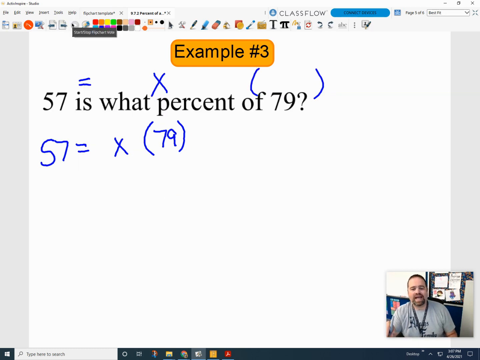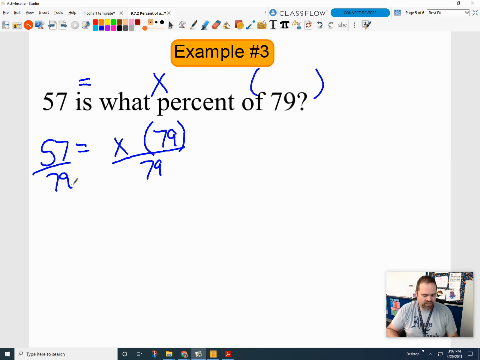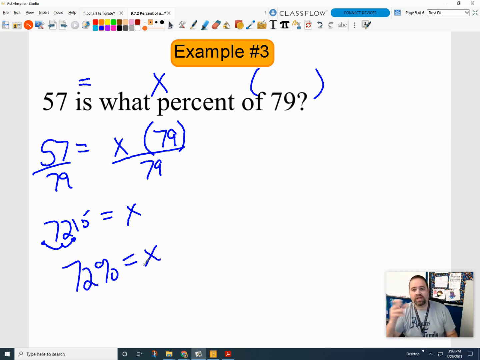I believe these last two are the ones where, since it says what percent, the answer you're going to get is a decimal. Once you get that decimal, move that point 2 places to the right, and that's your answer. So on this one, I'm going to divide out my 79. So 57 divided by 79 is 0.7215, blah, blah, blah. So I'm going to take that decimal point and slide it 2 places to the right. That is 72%. If you want to give me a couple of decimal places in there too, that's fine, but 72%.